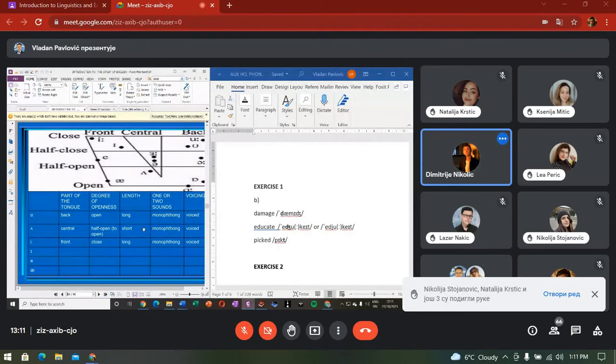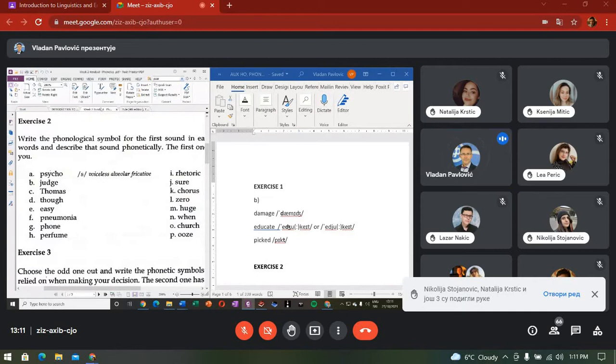It's long. Are there 1 or 2 or 3 sounds in this one and the same vowel? There's only one sound. So it's a monophthong, and mind the spelling of monophthong, especially in the exam. Okay, and what about voicing? Just like any other vowel, it is a voiced one.